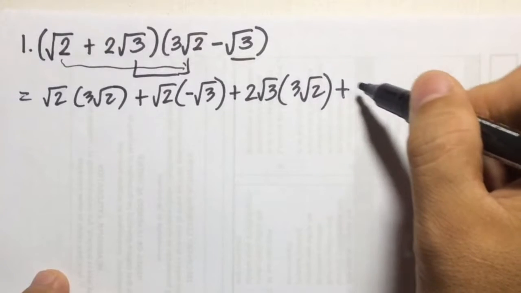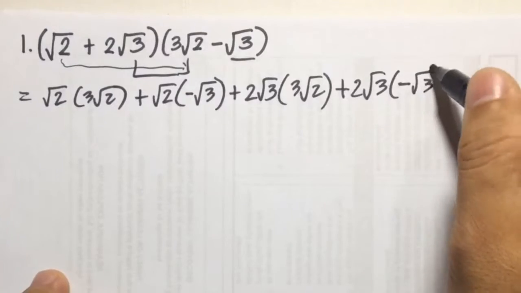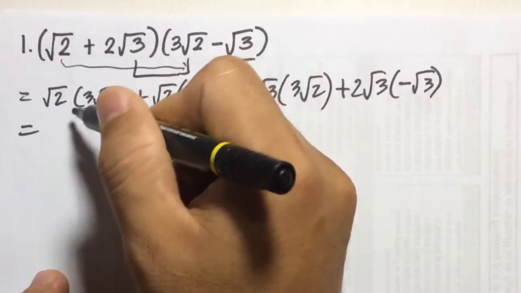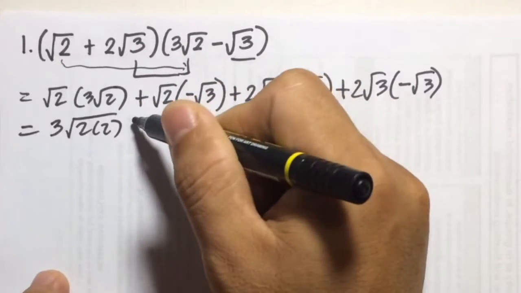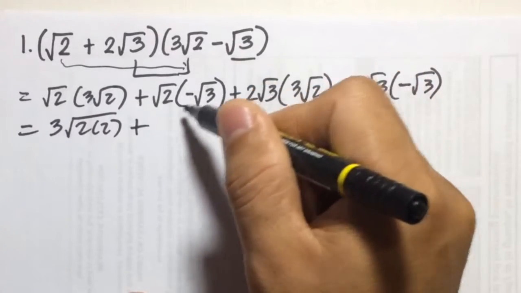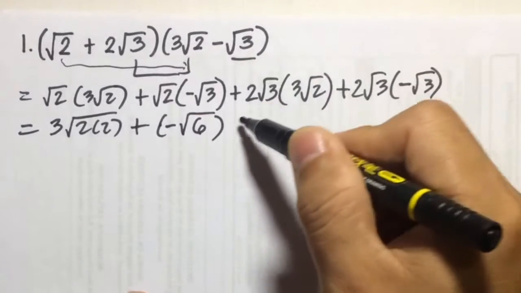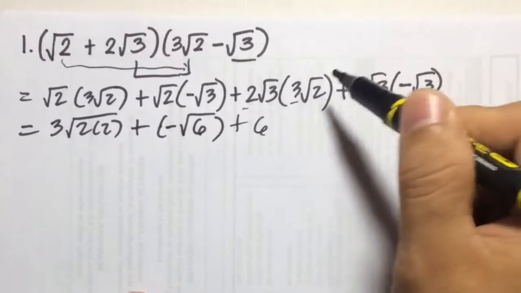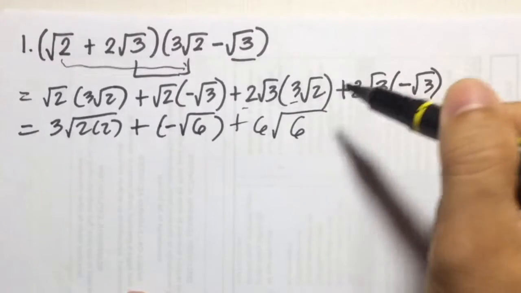Then the last one will be the last terms, 2 times square root of 3 times negative square root of 3. So square root of 2 times 3 times square root of 2, that will be 3 times the square root of 2 times 2. Then square root of 2 minus square root of 3, that will be negative square root of 6. Then this will be plus 2 times square root of 3 times 3 times square root of 2. So 2 times 3 is 6. Then in the radical, that will be 3 times 2, square root of 6.